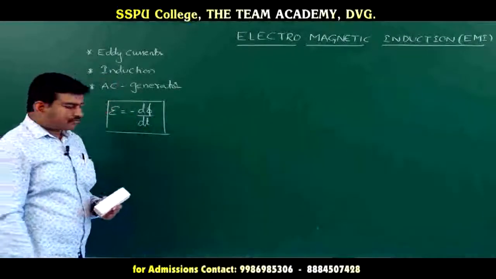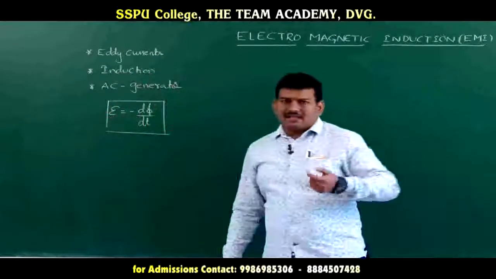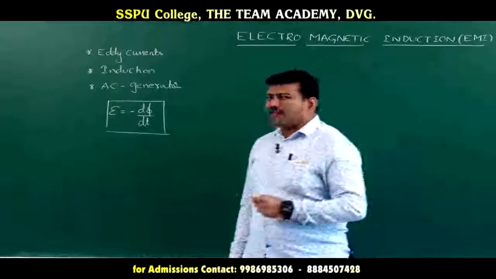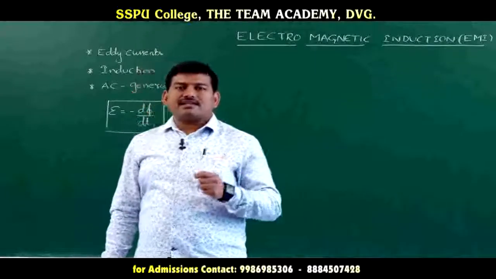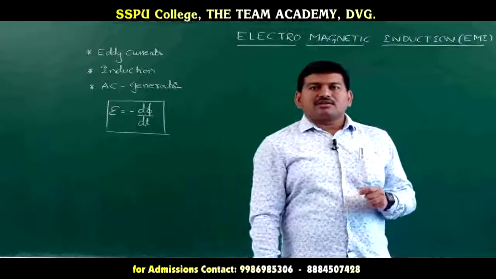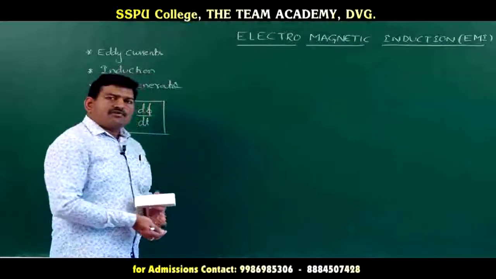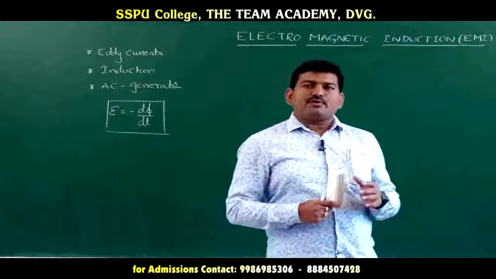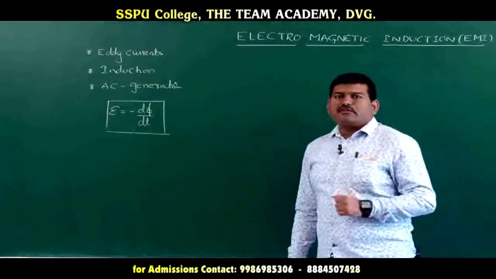And now this negative sign is in accordance with the Lenz law. What is Lenz law? The Lenz law is used for finding out the polarity of the induced EMF. That means the significance of Lenz law is to identify the polarity of induced EMF or the direction of induced current. And this law states that the direction of induced EMF or the induced current is in such a way as to oppose the cause producing the effect. And this Lenz law is based on the conservation of energy principle.